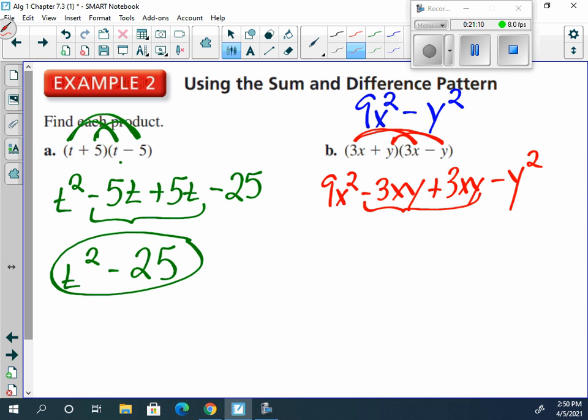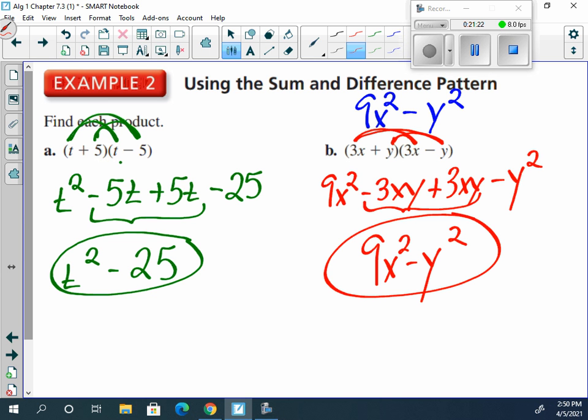Our middle two terms are the same but with different signs, so they become 0. They cancel out, leaving us with 9x squared minus y squared. Questions on this here? So if you're able to see these are different.